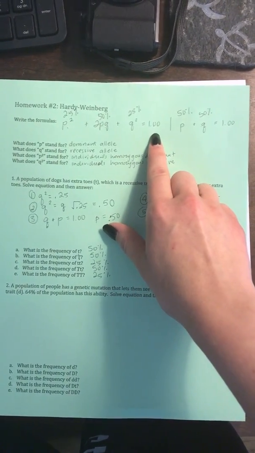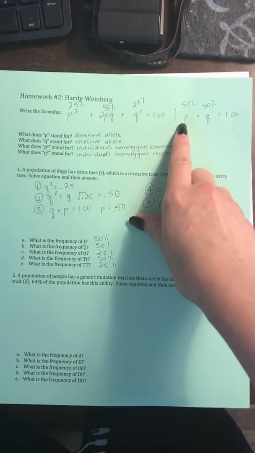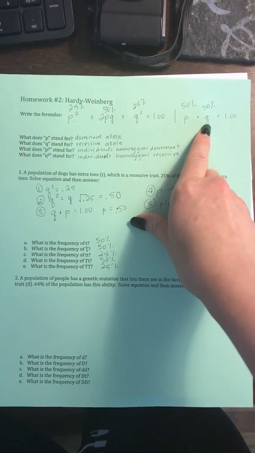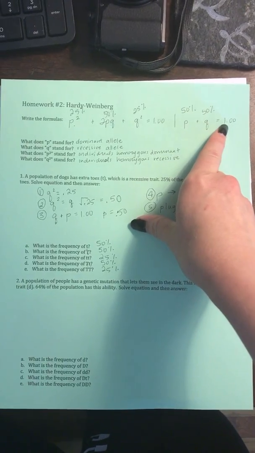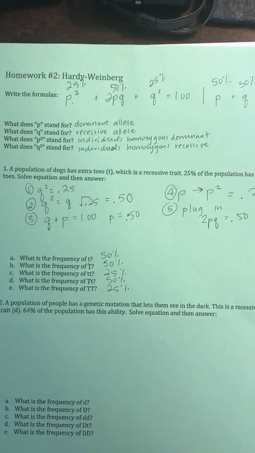These add up to 100. This other equation is looking at the gene pool. How many times you see the dominant allele, how many times you see the recessive allele, that should add up to 100 as well. So here we have our first problem.